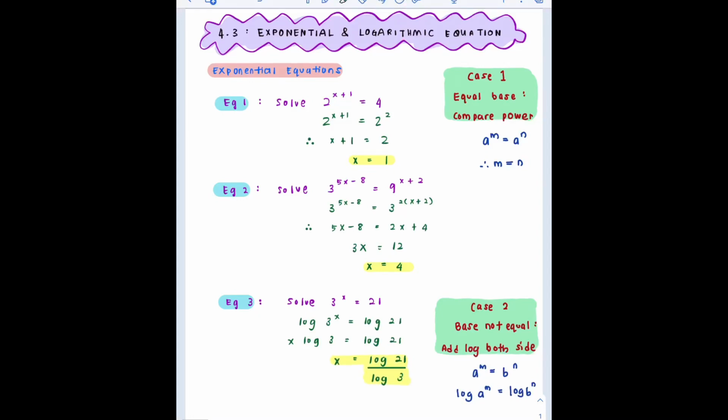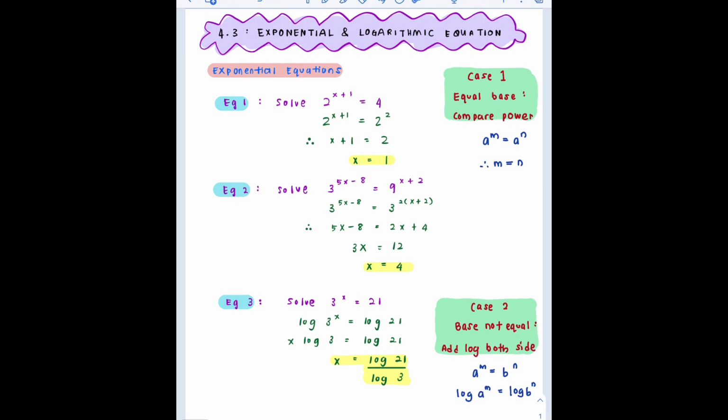Bismillahirrahmanirrahim. Subtopic 4.3 is about exponential and logarithmic equations. So in this subtopic, your aim is to solve. The question will ask you to solve equations involving exponents and logs. Look at the first part, where we cover the exponential equations first. We are going to see examples case by case.